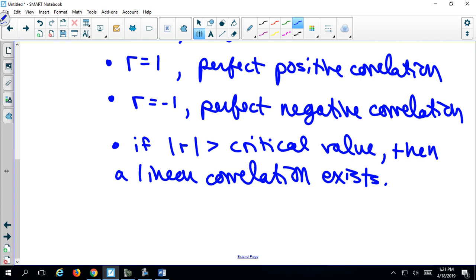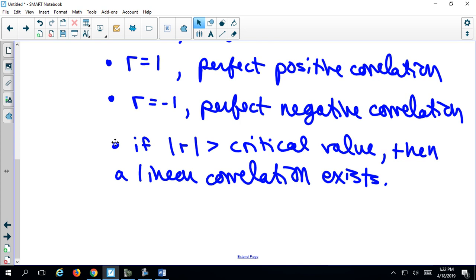What's actually happening, we don't teach it this way, but you're actually performing a hypothesis test. You assume that there is no correlation, that the R is 0, and your alternative is that there is a correlation, it's not equal to 0. And if it's far enough away from 0, you say, okay, that's far enough away. We believe that there is a correlation, that it's not 0.